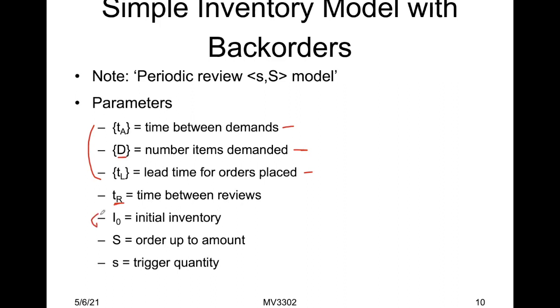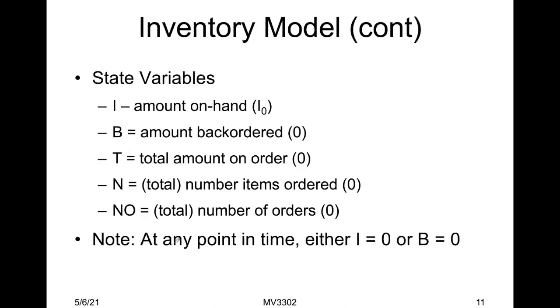And here's another: we're going to start with a certain amount. That's going to be our initial inventory. We're going to assume everything else is 0 for the time being. And then our decision, in a way, is our policy. That is our trigger quantity and our order up to amount. Those are going to be fixed quantities for the model, but they're also things we can fiddle with.